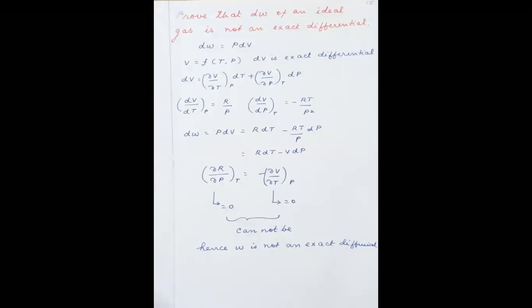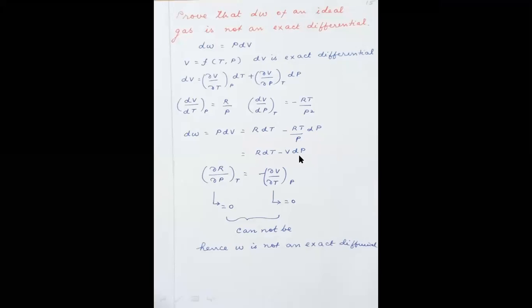So in the next problem, I'm going to prove that the work done is an inexact differential, that it is not an exact differential. See, dW, the work done, is equal to P into dV. But you know that volume is a function of temperature and pressure, and dV is an exact differential. This is what we proved in the earlier problem. Also dV is (∂V/∂T) at constant pressure into dT plus (∂V/∂P) at constant temperature into dP, as we have seen in the previous problem. But dW is equal to P into dV, which is equal to R dT minus RT by P into dP.